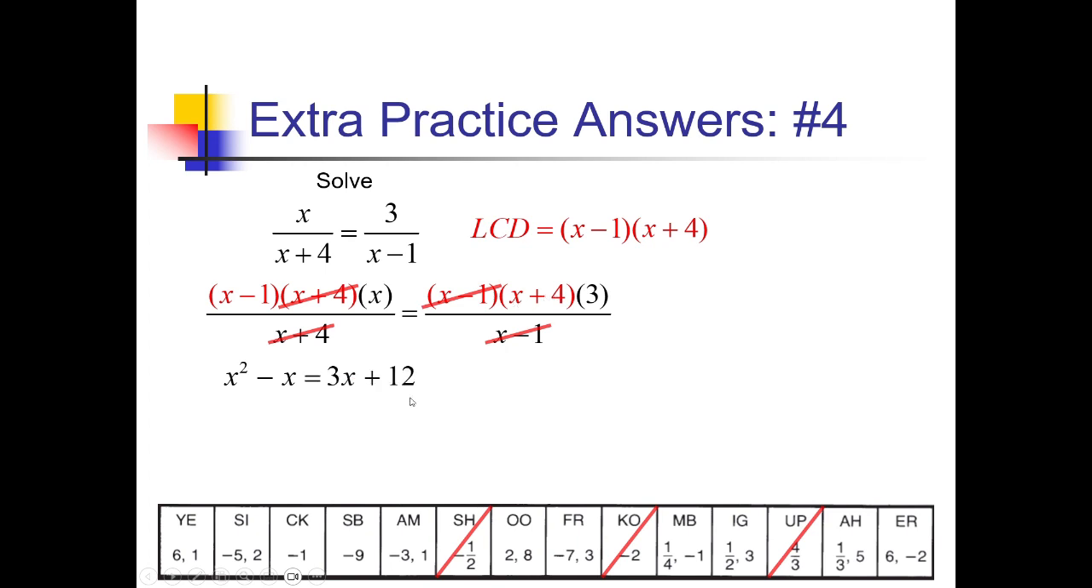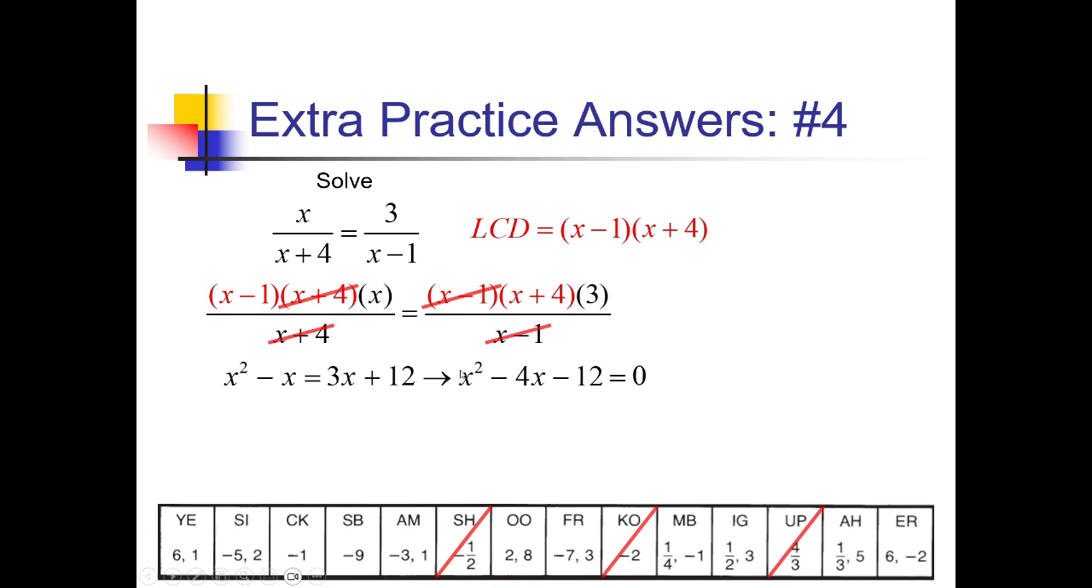Now here's the bad news. This is a quadratic, no longer a linear equation like we ended up with on the last 3 problems. So we're going to want to get everything on one side here and possibly try to factor this. If not, it's quadratic formula time. So my x squared can stay where it is. The negative x, I'm going to subtract this 3x from there to get negative 4x. And then 12 comes over as a negative 12, leaving us with an equals 0 on the right.